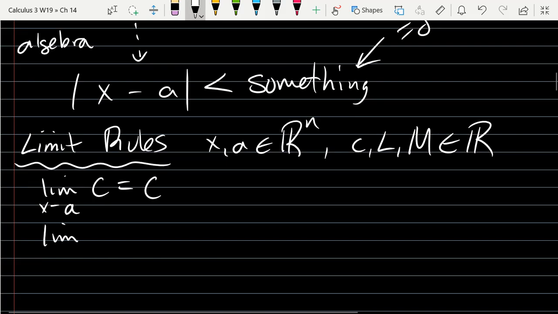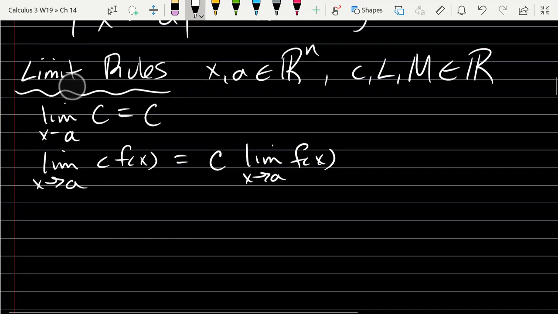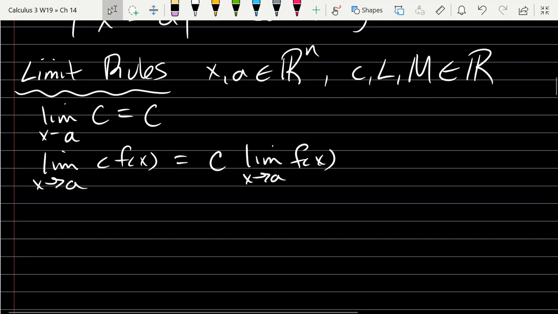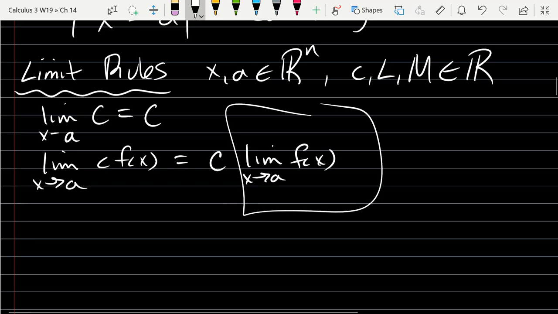Next, the limit of C times f of x. What can I do with a constant times a function when I'm finding the limit? Pull the constant out. So I can bring the constant outside. It's also true with derivatives, but specifically for limits, you can bring constants through. You can't bring anything through, but if it doesn't change with x, you can bring it outside. So any constants you can bring through, if you knew what that limit is.